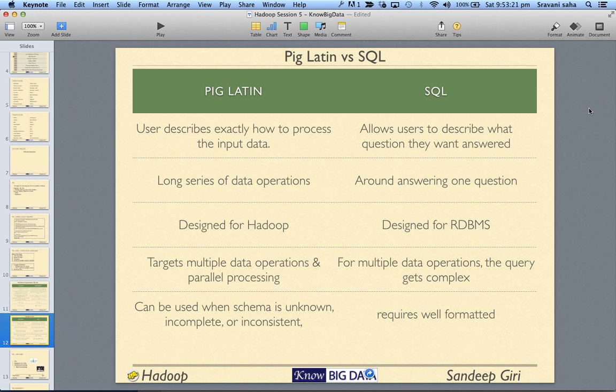Now, you might argue, why Pig Latin? Why not SQL? Why couldn't we use SQL itself? Why do we need a new language? So people started with SQL only. Hive is an example that they started with SQL, and Hive basically converts your SQL into MapReduce. Okay, but there were limitations of SQL.